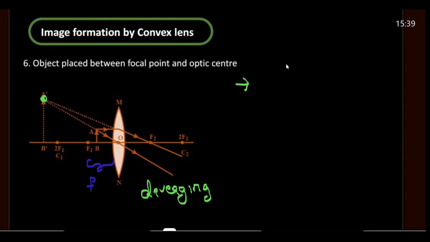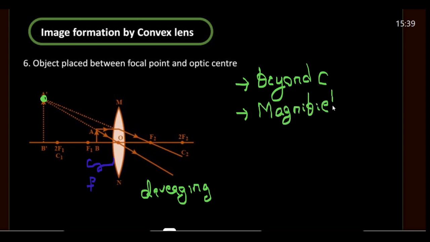So what is the position of the image formation in this case? It is beyond C. Also, the image is highly enlarged and magnified. And the image is virtual in this case, because these two lines are not directly converging. We are just extending the divergent rays in the backward direction, so we got a virtual point. At this point, it is the virtual image we got, and this virtual image is always erected.